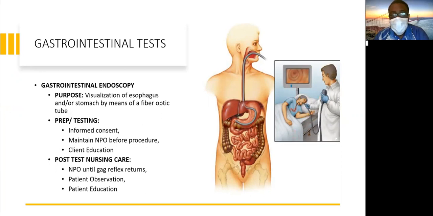Part of your post-test nursing care, maintain nil per oral until gag reflex returns because of the local anesthetic that was used. So maintain nil per oral until gag reflex returns. Observe for vomiting of blood or respiratory distress. Okay, you want to catch that or nip it in the bud. Then you want to inform the client to expect sore throat for 3 to 4 days after the procedure. That is also expected. That's part of your patient education.